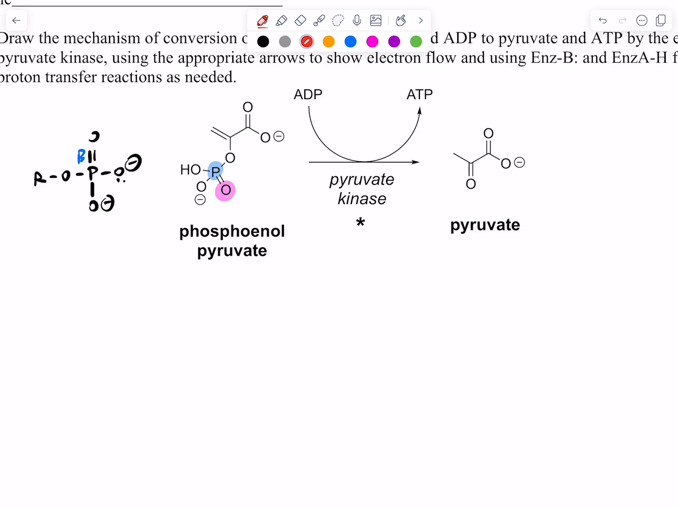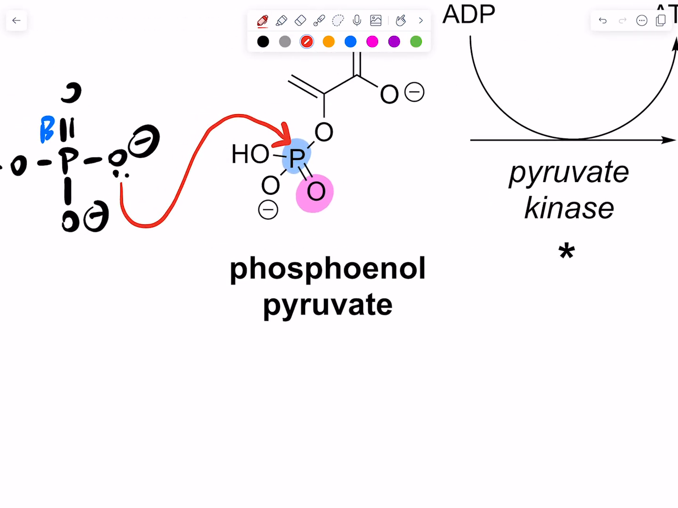My arrow goes where? To the phosphorus. By the way, why am I ignoring the carboxylate? That's level 4, not an electrophile. Whereas this is at least a phosphoester, and we've described how it's a pretty reactive phosphoester. Okay. Second arrow needs to be what?